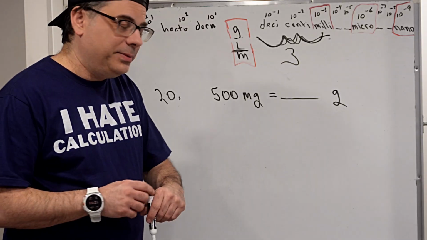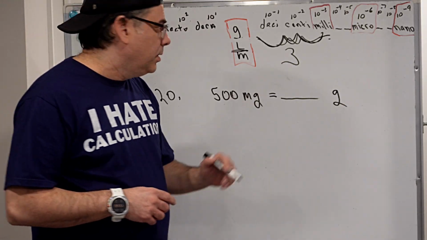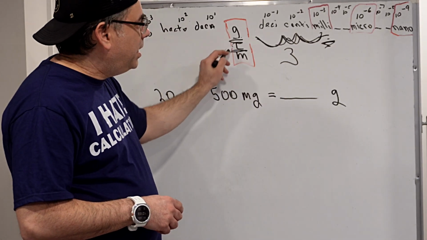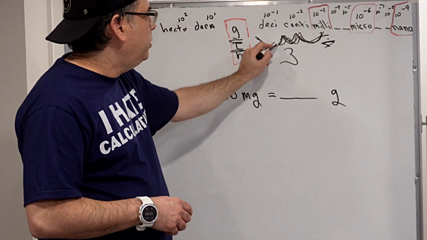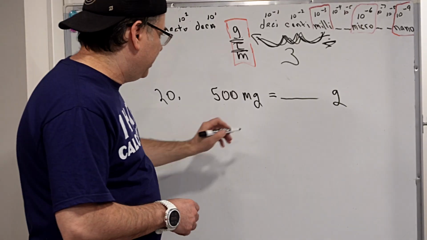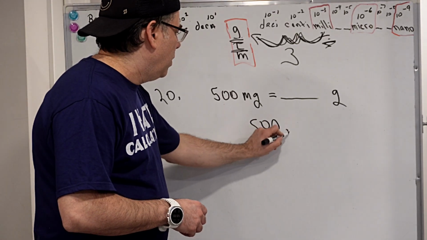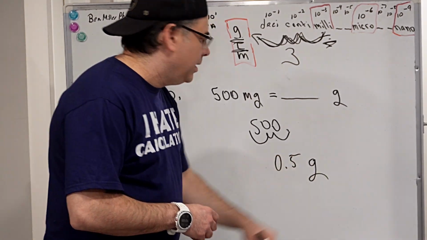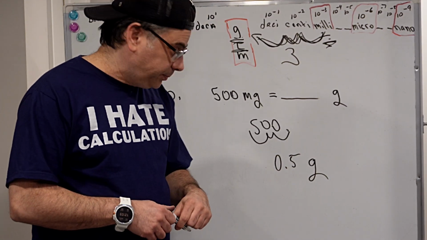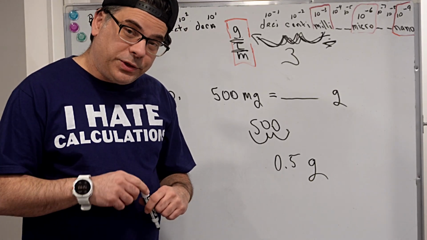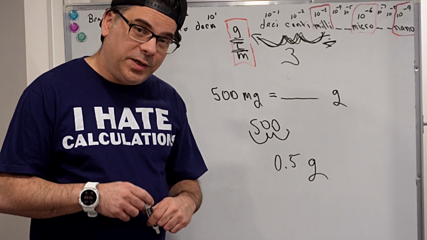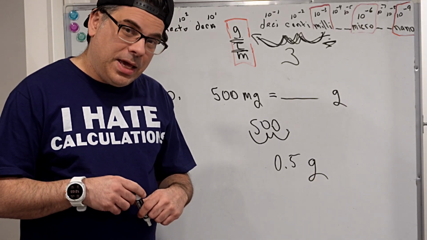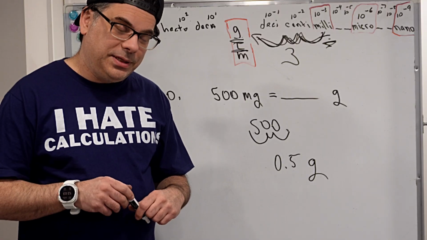So 500 milligrams is how many grams? So milligrams is over here, 10 to the negative 3. Gram is over here, your base unit. So you're going 1, 2, 3. You're going 3 to the left. So 500, 1, 2, 3. So it's 0.5 grams. So 1 extra strength tablet of acetaminophen is 0.5 grams. 2 tablets is 1 gram. 8 tablets is 4 grams. So you want to watch that.